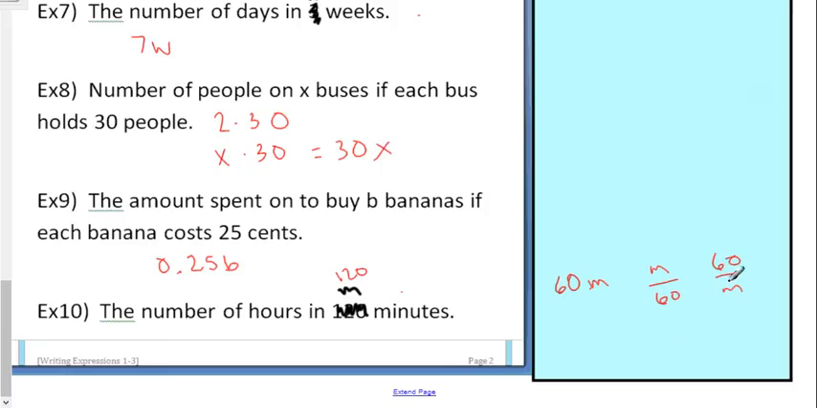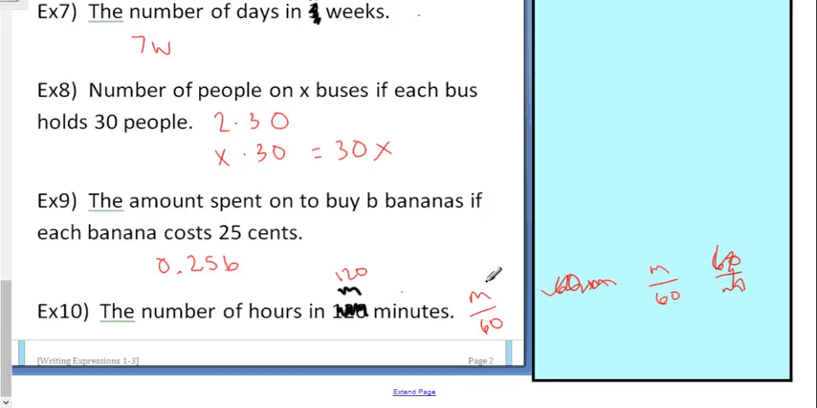Look at the last one. 60 over 120 is a half. So 60 minutes is a half of an hour. And that's not going to work. It has to be M over 60. So what's the key to these type of problems? Put a number in there, and it usually makes a lot of sense.